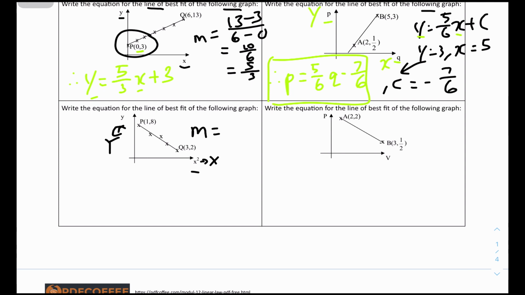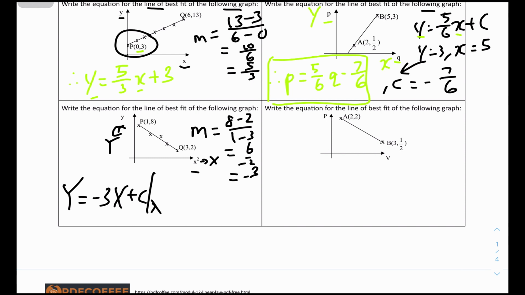So it will be 8 minus 2 over 1 minus 3. So 8 minus 2 is 6. 1 minus 3 will get us minus 2, because minus 3 plus 1 is minus 2. If you just divide 6 by minus 2, it's minus 3. So now you have big Y equals minus 3 big X plus C. Substitute x by 1 and y by 8 by using this point right here.